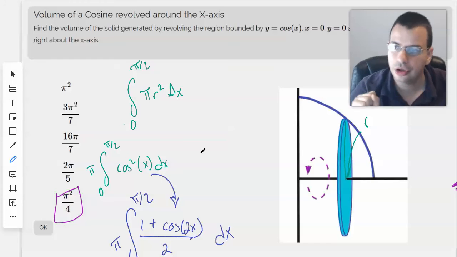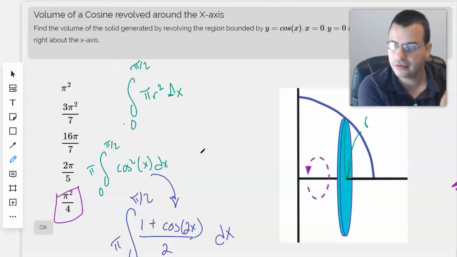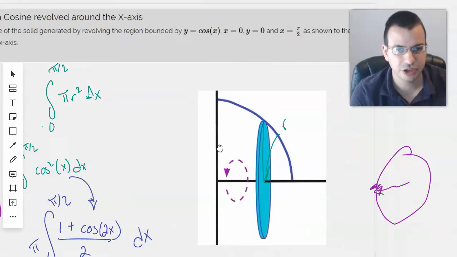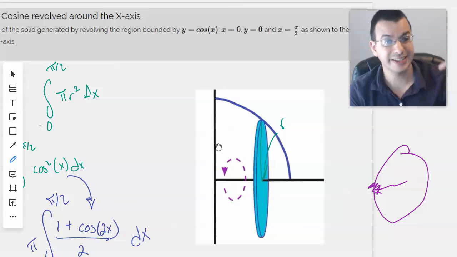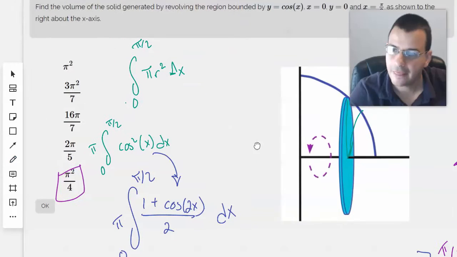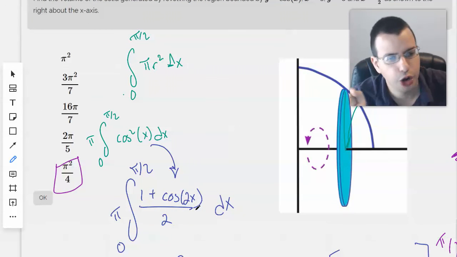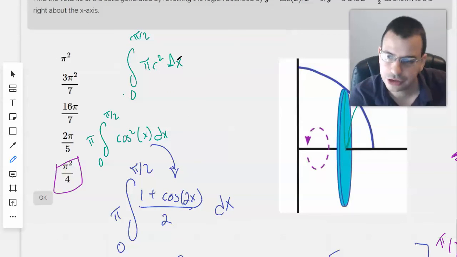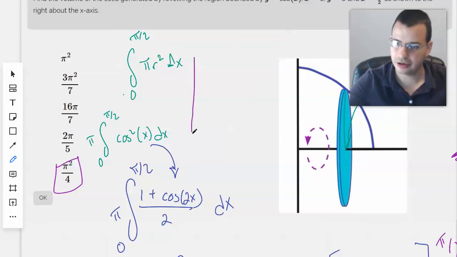So we're told, find the volume of y equals cosine of x revolved around the x-axis from 0 to pi over 2. Not too bad. It even gives us a little picture. Very convenient. Thank you. And we look at this like, okay, no big deal. We know what to do. So the real calculus part is just right here.